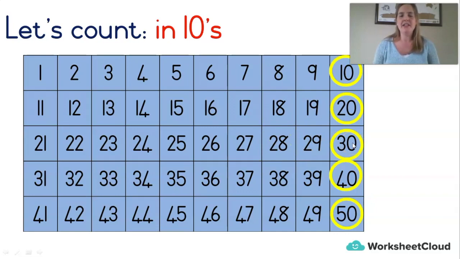And by now we don't need to count every time. We can trust that each row does have 10 numbers. So we can say 30 plus 10 is 40. 40 plus 10 is 50. Let's count in tens again. Can you count with me? Let's start. 10, 20, 30, 40, 50.